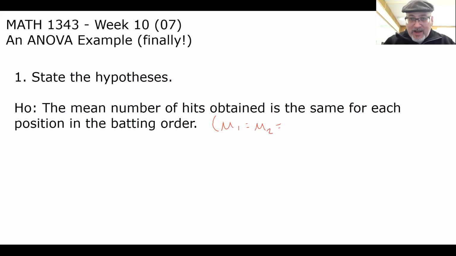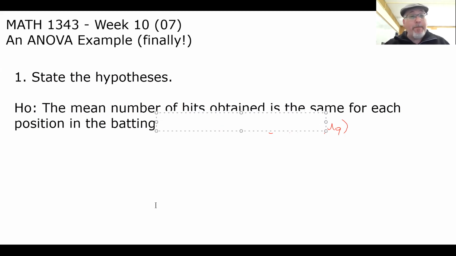In this case, since we have 9 positions in the batting order, we would have 9 average number of hits. Oops, I was supposed to say 9. So if you want to cop out and give the easy null hypothesis, you can say mu1 equals mu2 equals ... all the way into the end. But again, it's always in your best interest to try to state the hypotheses in the context of the situation, especially if you ever need to use statistics later on in your career. And believe it or not, you may have to do that.